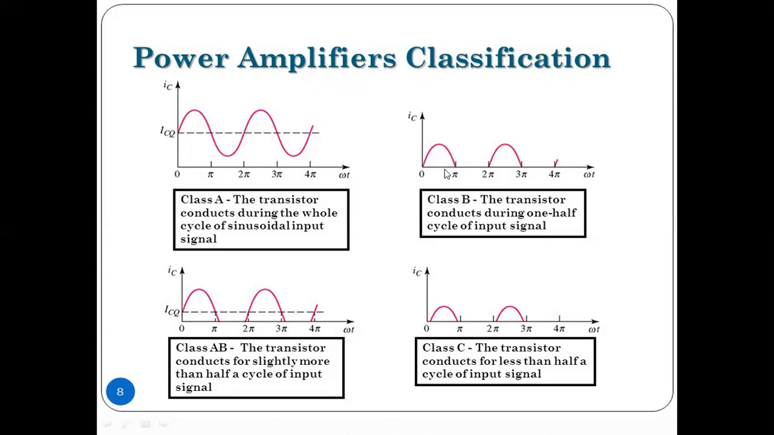And at the output, we can get only half cycle. That is, if you apply a full cycle at the input, we may not get a full cycle at the output. That is because the transistor conducts 180 degrees only. For the remaining 180 degrees, the transistor is in off condition. That's why there is no output signal.